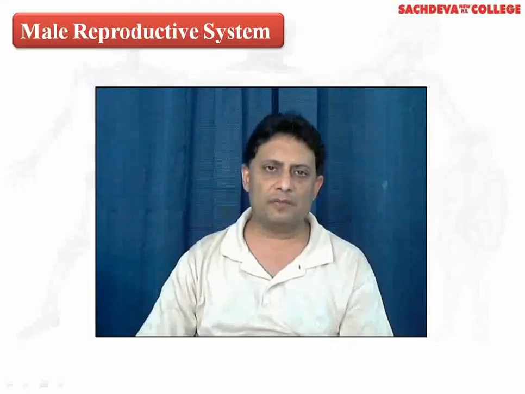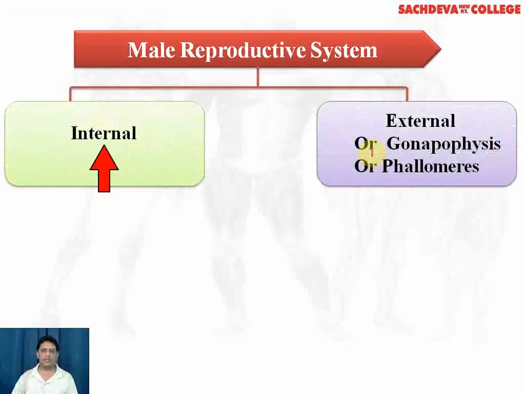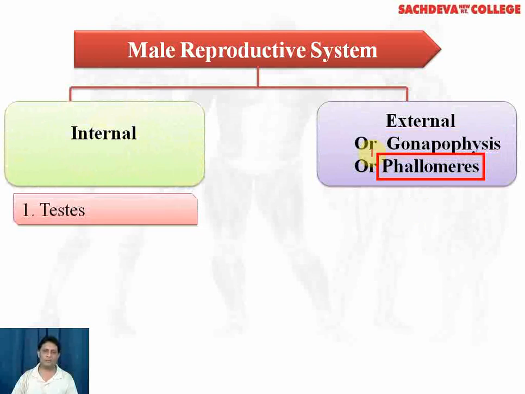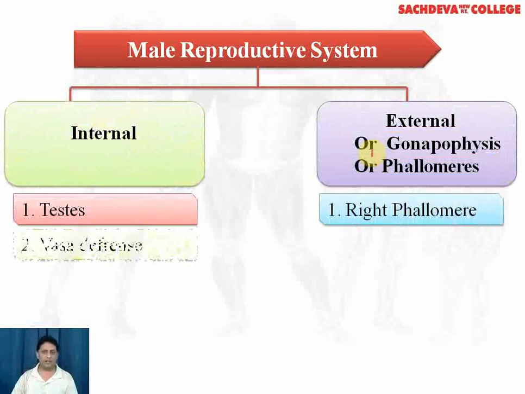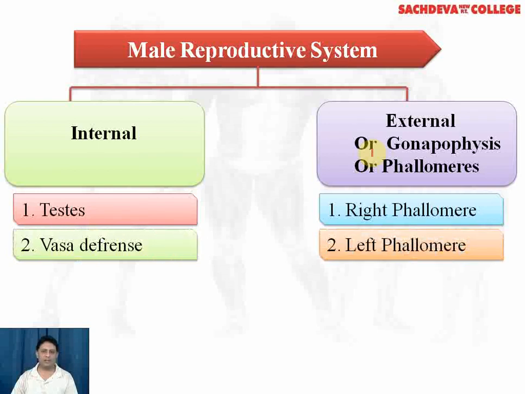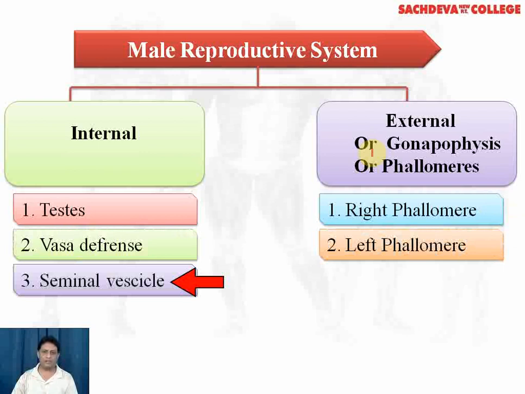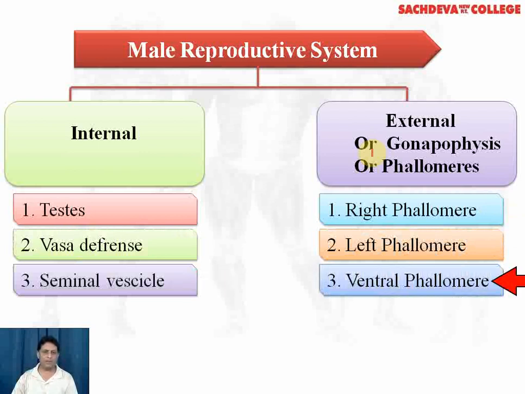The male reproductive system consists of internal and external genitalia. The external genitalia are also called gonapophyses or the phallomeres. We'll first take up the internal genitalia. It consists of testes, the vasa deferentia, the right phallomere, left phallomere, seminal vesicle, the ventral phallomere.